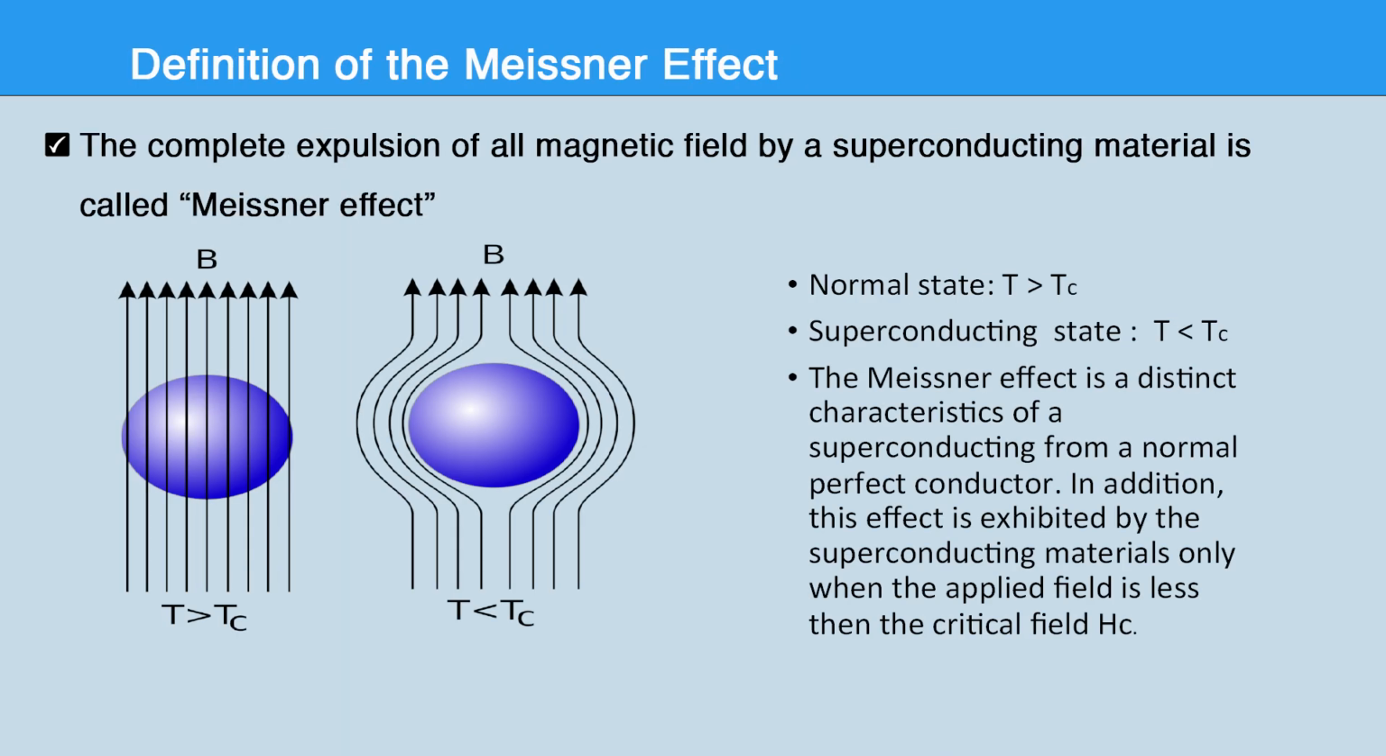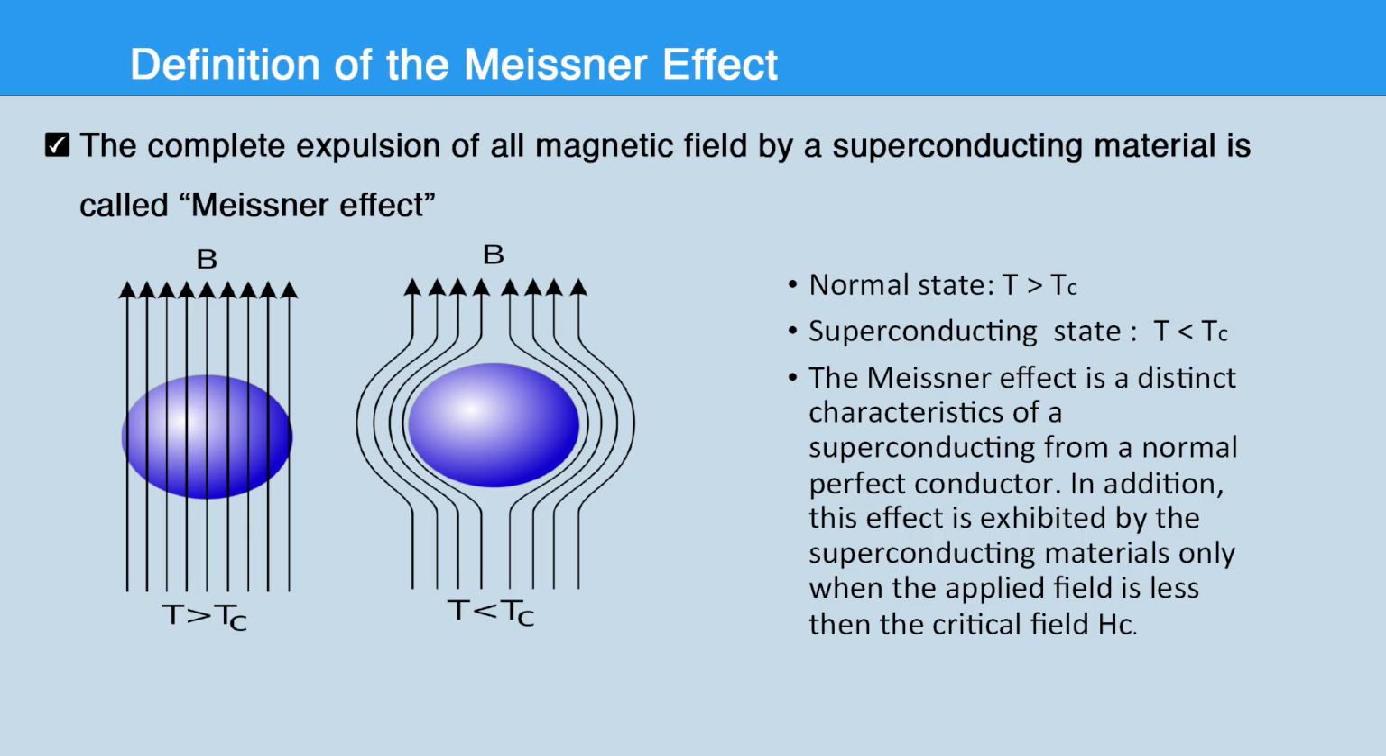Next topic is the Meissner effect. The Meissner effect is a fundamental characteristic of superconductors, where they expel magnetic fields from their interior when they transition into the superconducting state. This effect is crucial for understanding the unique behavior of superconductors. Here the detailed explanation is presented.